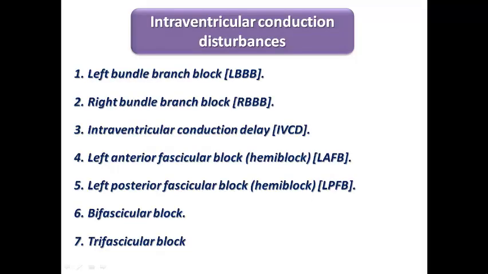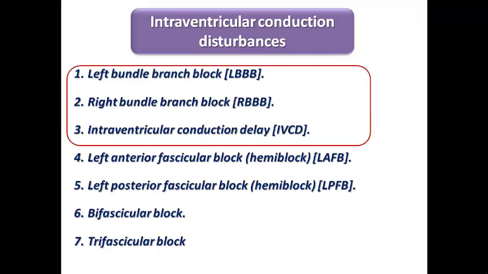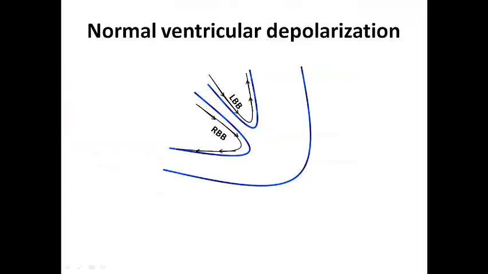So we are discussing today intraventricular conduction disturbance, which includes a variety of disorders like left bundle branch block, right bundle branch block, intraventricular conduction delay, left anterior fascicular block or left anterior hemiblock, left posterior fascicular block, and bifascicular and trifascicular block. Today we are focusing on the first three items of these disturbances: left bundle branch block, right bundle branch block, and intraventricular conduction delay.